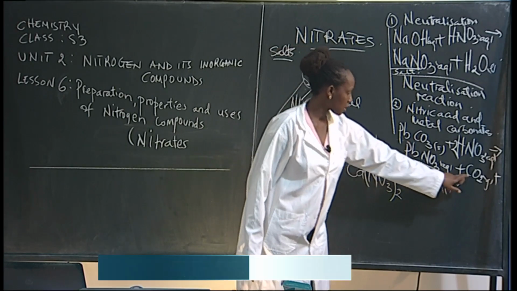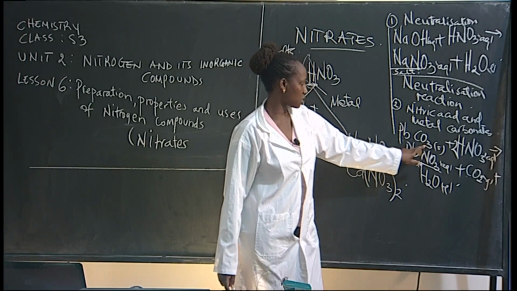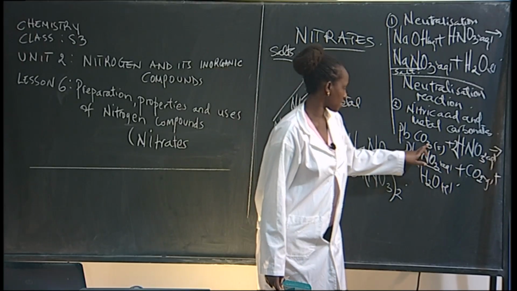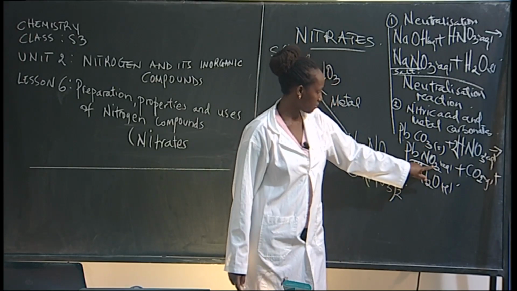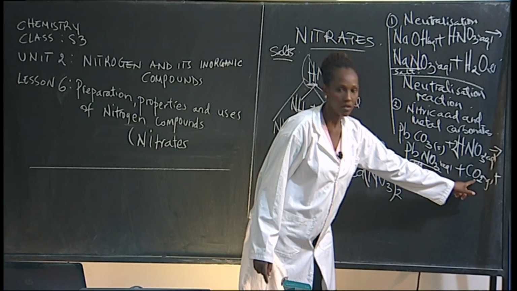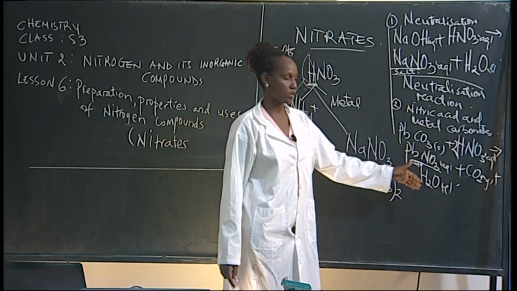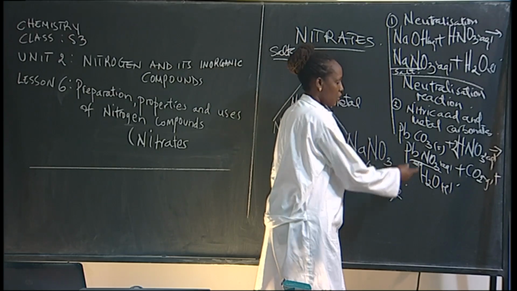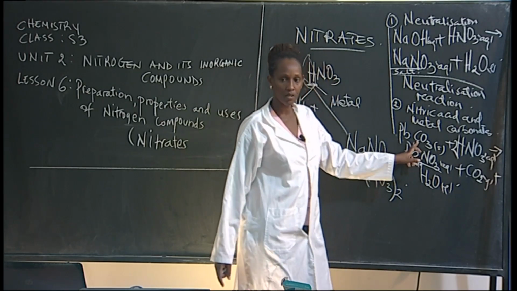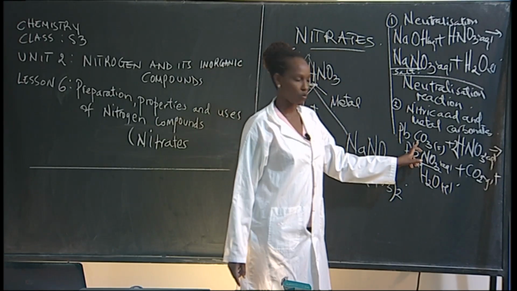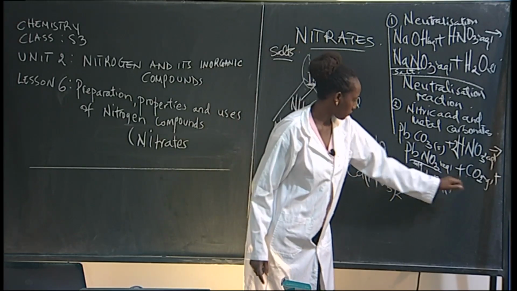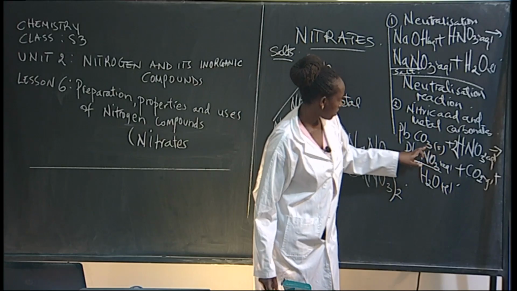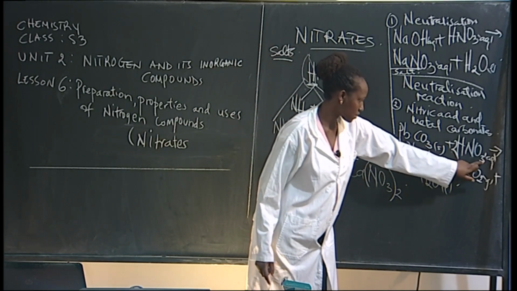Carbon 1, carbon 1. Oxygen, you have 2 times 3, 6, that is 8. 3 plus 6, those are 9. We are trying to balance it out. We have here lead, which is 1. We have lead, which is 1. We have carbon. Carbon is 1 here. Carbon is 1. We go to oxygen. These are 3 plus 6. Those are 9.